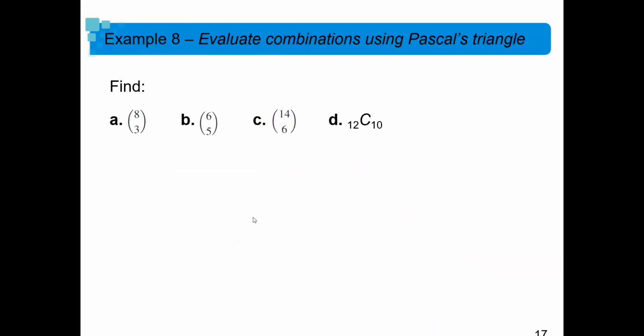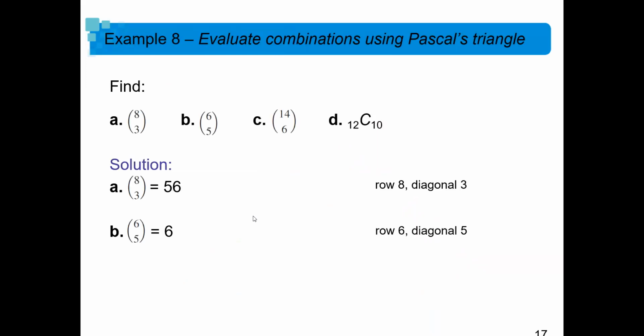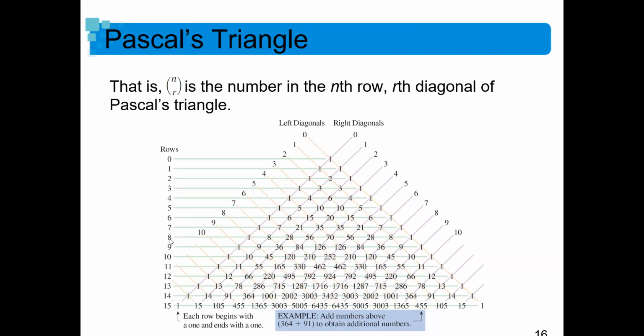Let's see. For example, 8 choose 3 means row 8, diagonal 3. And if we look at Pascal's triangle, row 8, diagonal 3 is 56, regardless of whether you use the left diagonal or the right diagonal. You should check that out. Where row 8, diagonal 3 intersects is at 56.